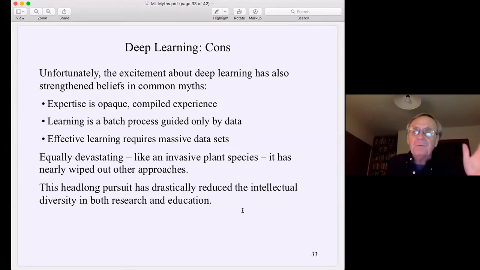And that effective learning requires massive data sets with supercomputers. That by itself wouldn't be bad, except that there is so much excitement about this that the deep learning movement has nearly wiped out other approaches, like an invasive plant species. And that has, again, reduced the intellectual diversity. And it's not just in research, it's in education. Students are not even being exposed to some of the classic ideas in machine learning or even in classic AI. And that's really not a good idea.